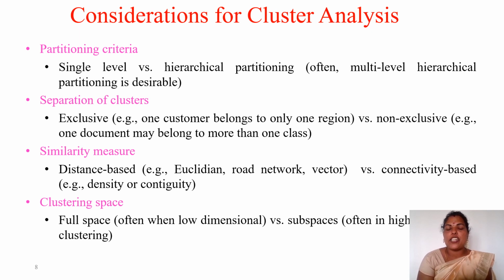Next is the similarity measure, that is distance based, mainly Euclidean, then road network, vector, versus connectivity based, that is density or contiguity. Many similarity measures are there, and we have to use them accordingly based on our applications. Then clustering space, whether we are considering the full space versus subspaces. That is, we are considering only the low dimensional data, or both the low as well as high dimensional data, or only high dimensional data. Likewise, we also have to consider the clustering space while analyzing the clustering approach.